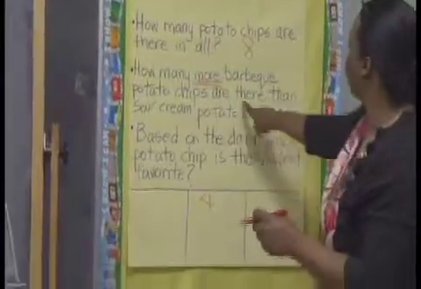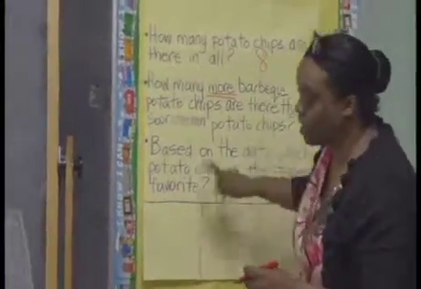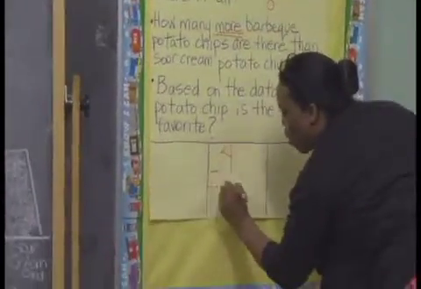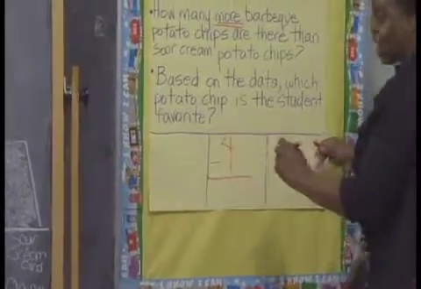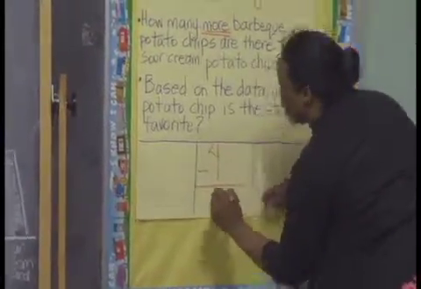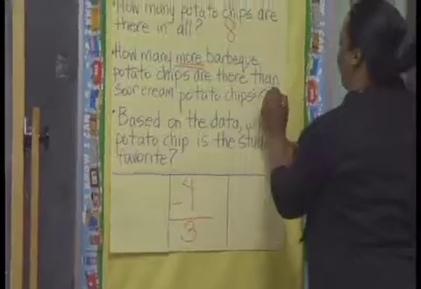And we need to know how many more are there for barbecue than sour cream. How many do we have for sour cream? 1. Okay. We'll put the subtraction minus sign. 3. It's 3. Great. Thank you.